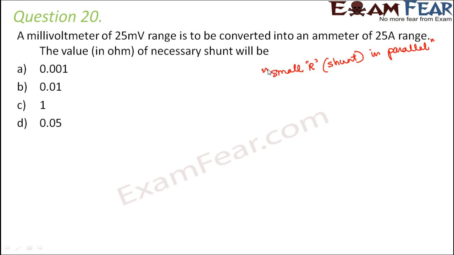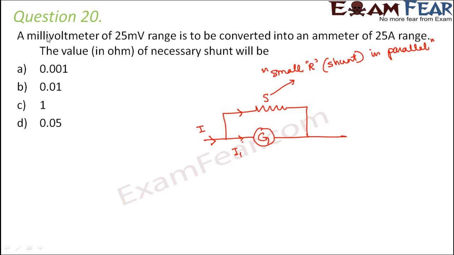Now, since the shunt is a very small resistance, the amount of current which will flow through the shunt will be very high. For example, let's say this is your galvanometer and you connect a very small resistance in parallel to it. This is our shunt, the small resistance connected in parallel. Let's say I is the current flowing through the circuit. The moment you connect this shunt, it has a very small resistance, so most of the current will tend to flow through this, and as a result, a very small amount of current will flow through this galvanometer.